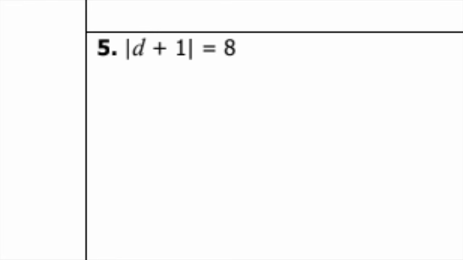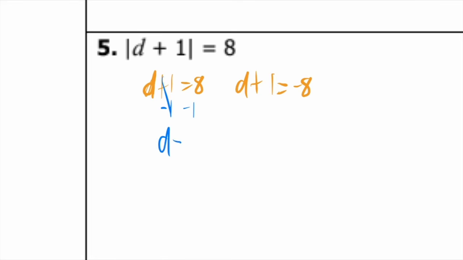and then move on to step 2 by making our 2 equations, which is d plus 1 equals 8, and d plus 1 equals -8. And then now I solve each equation, and both equations I have to subtract by 1 to solve, because both equations have the variable being added by 1. So if I subtract 1, I end up getting d equal to 7.